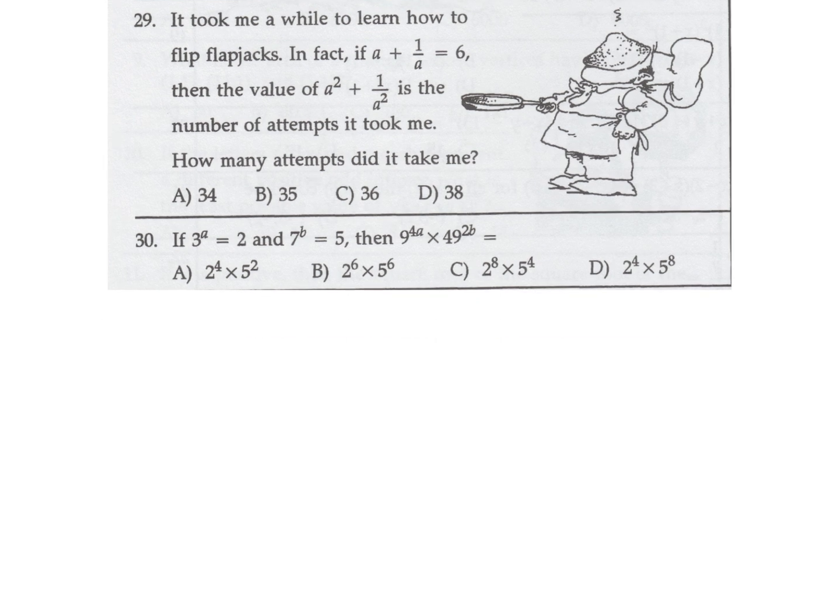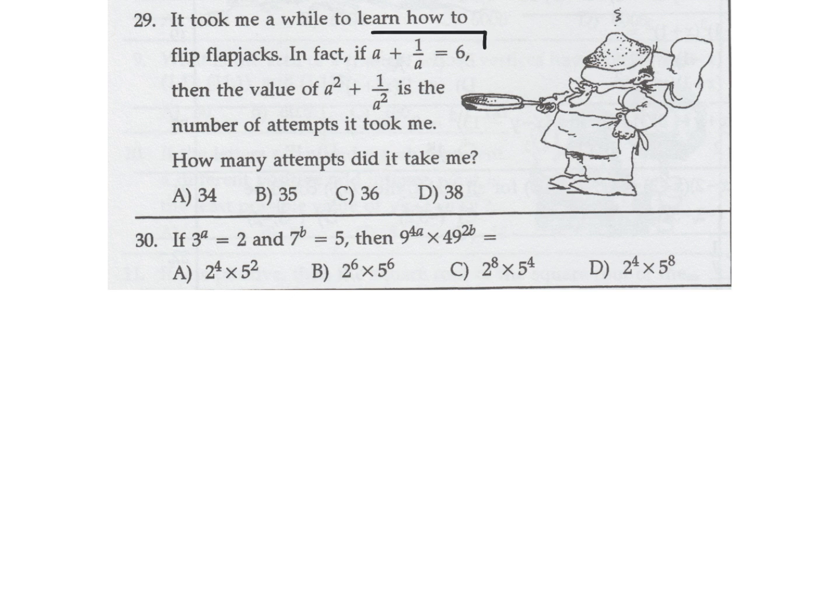It took me a while to learn how to flip flapjacks. In fact, if a plus 1 over a is 6, then the value of a squared plus 1 over a squared is the number of attempts it took me. How many attempts did it take?